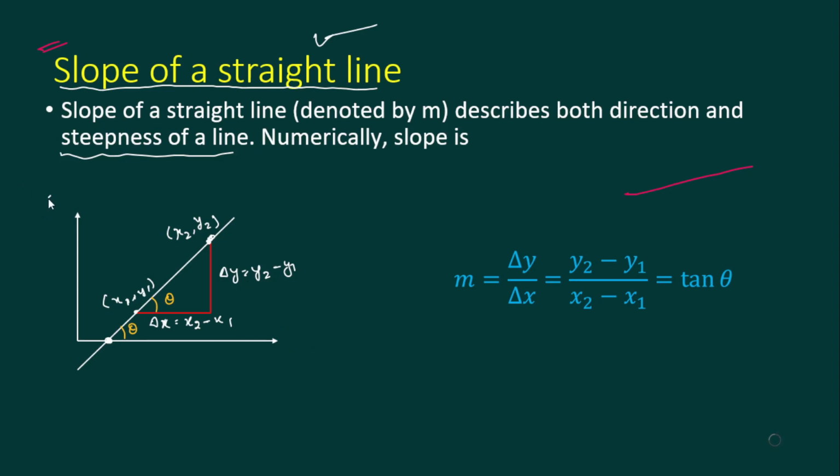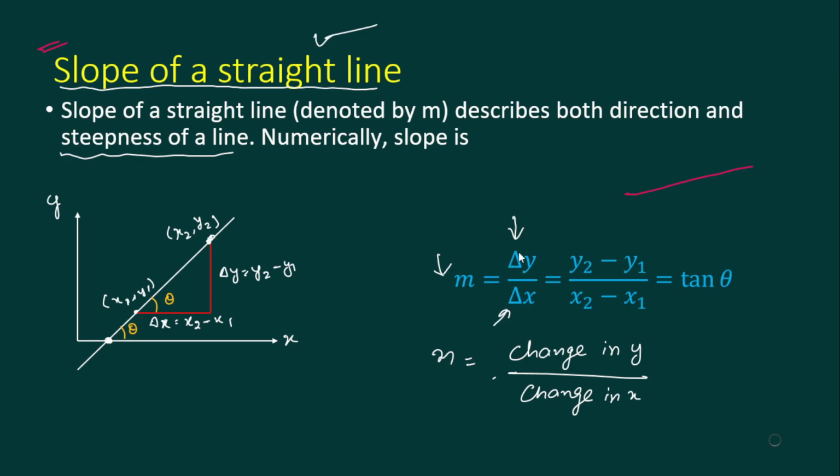Okay, so this is the y-axis and this is the x-axis. Here you can see that this is point (x1, y1) and this is point (x2, y2), and we will find the slope. We represent slope by m, and slope is nothing but change in y by change in x. That is what we have written, del y upon del x. Del basically represents the change.